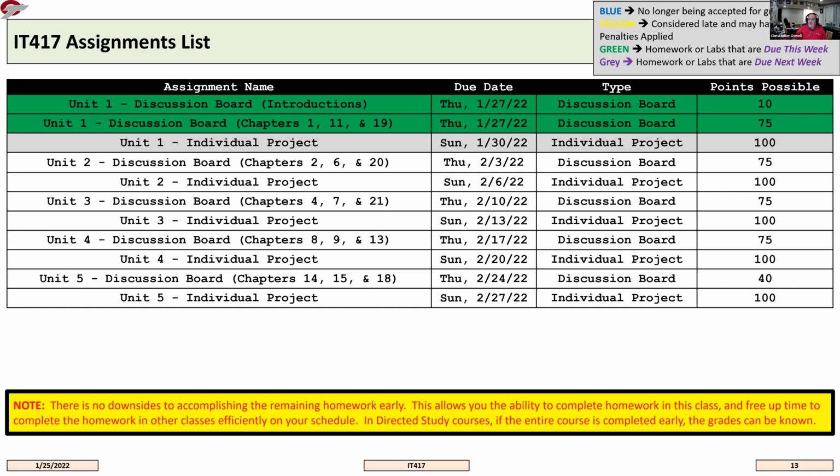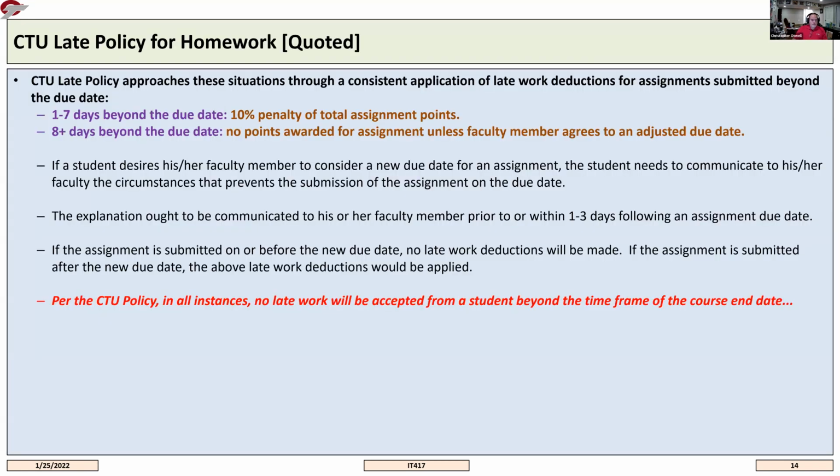Please make sure you make an effort, because Thursday is only the third day into the class, but you have at least a couple of days for early access to get oriented to what's going on. Late penalties for CTU are based on 10% over the first week, through 7 days that you're late. That will take off a 10% penalty. After that, no points are awarded unless I had reason to let those points be awarded, and that becomes at my discretion.